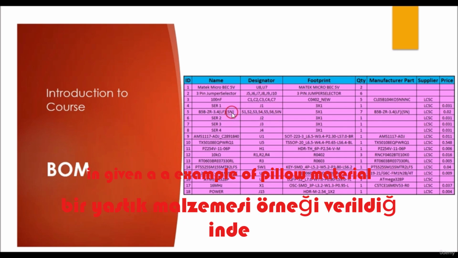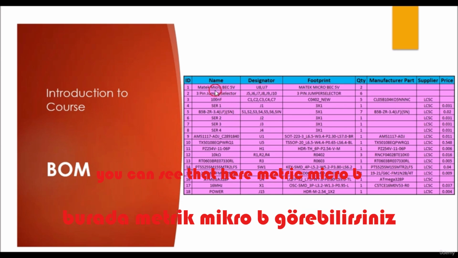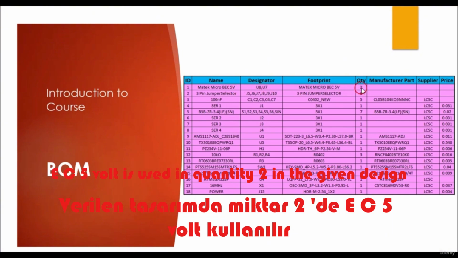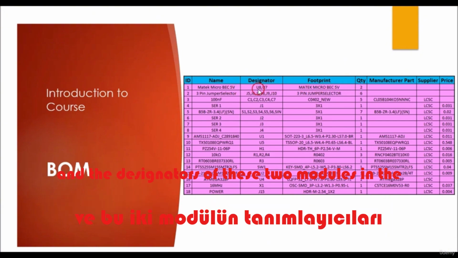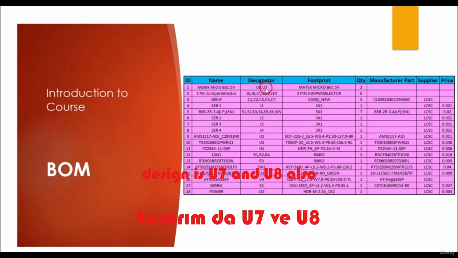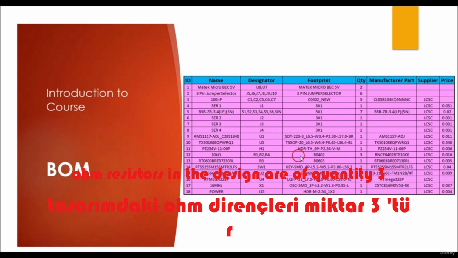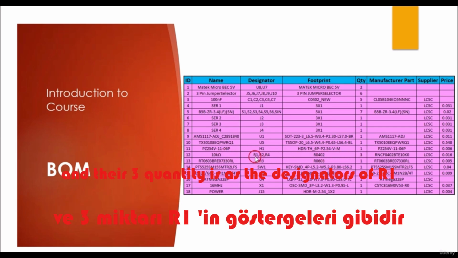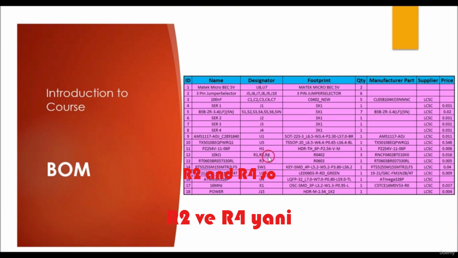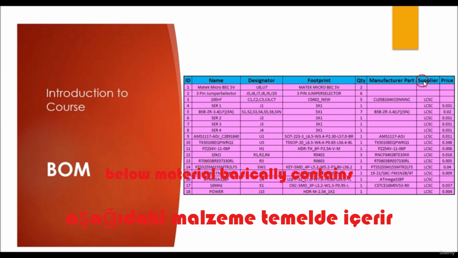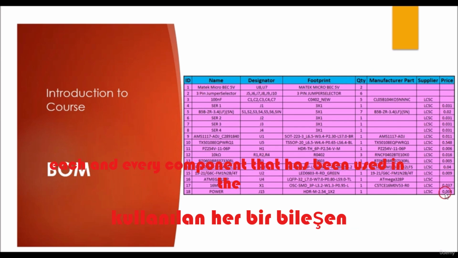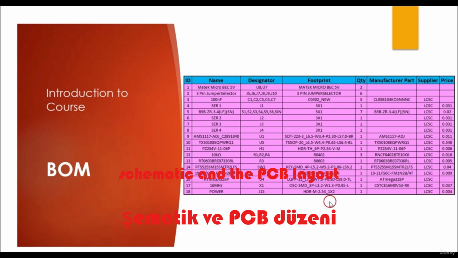For example, in the given example of bill of material, you can see that here the Matic Micro BEC 5 volt is used in quantity 2 in the given design, and the designators of these two modules in the design are U7 and U8. Also here you can see that 10 kilo ohm resistors in the design are of quantity 3, and the designators of these 3 are R1, R2 and R4. So the bill of material basically contains each and every component that has been used in the schematic and the PCB layout.